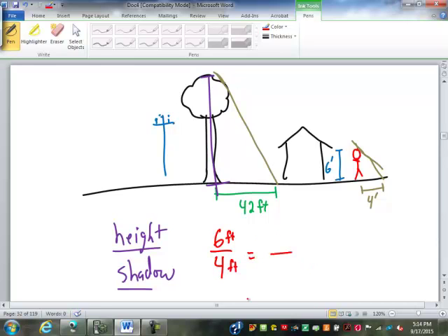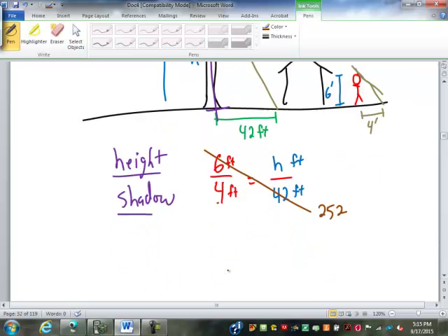Don't really need the feet on there because they kind of cancel out, don't they? On the other side, we don't know the height. We'll call that h, the height of the tree in feet, to a shadow of 42 feet. So to see if Pete's house is doomed, 6 times 42 is 252, and divided by 4, 63. The height of the tree is 63 feet. So now he knows that the house needs to be at least 63 feet away or the tree is going to take it out.